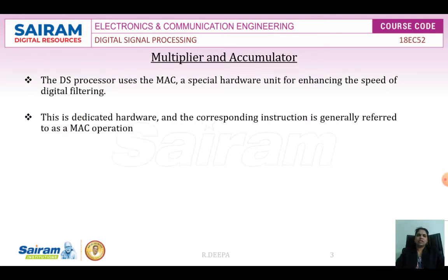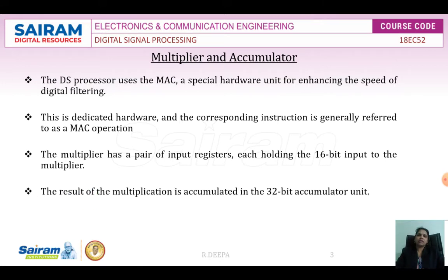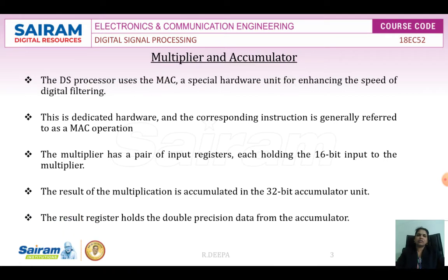So this is what I have told. It is a special hardware unit which is used for enhancing the speed of the processor. Whenever you are performing any digital filtering operations, you have to multiply a large number of data, and this specially dedicated MAC will help you perform that multiplication operation. Each operation is called a MAC operation. As I told, it has 16-bit input data, the result will be 32-bit, and we use the result register to store the product.